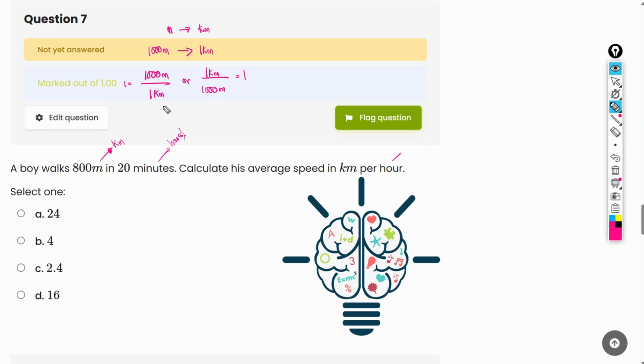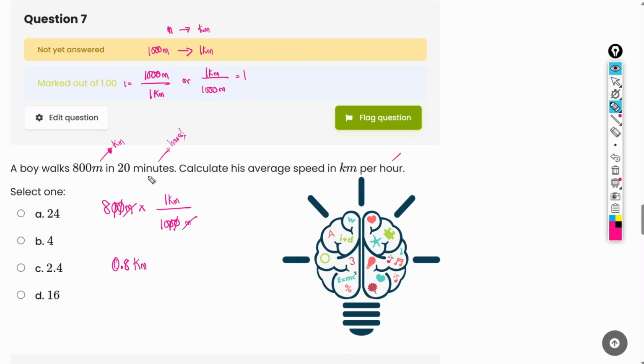So the next thing now is you just need to decide which of these two to use to multiply 800 meters to give me my answer in kilometers. I have 800 meters, so I would multiply it by what? I need to cancel out meters, so I need the one with meters in the denominator. All right, so I can now cancel out the meters. Then when I divide this, I would have 8 over 10 kilometers, which is 0.8 kilometers.